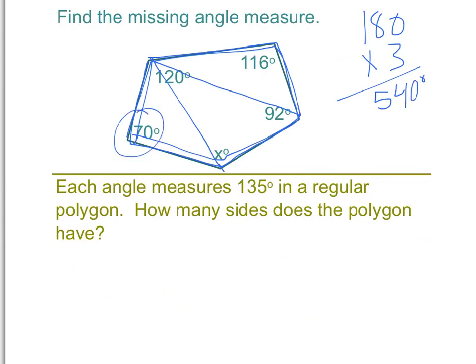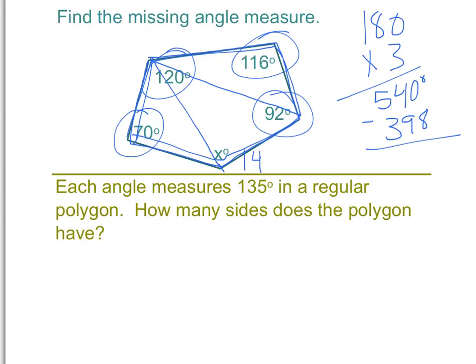I'm going to add up these parts here. So if I take 70 plus 120 plus 116 plus 92, I get 398. So I'm just going to take my 540, subtract my 398, and I'm left with 142 degrees for this angle here. All right, the last one's probably the hardest.